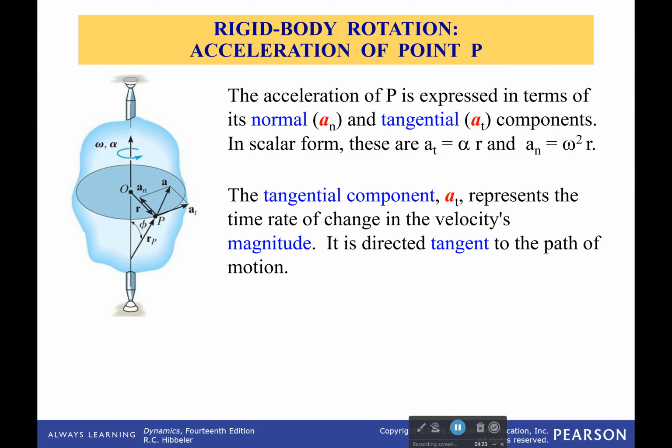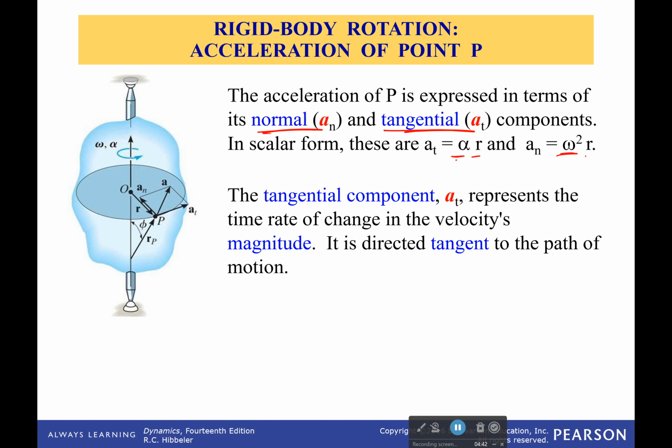What about the acceleration of that point? Well, guess what? You're going to have a normal and a tangential component, which you should be familiar with. We ran into this quite a while ago. So we're going to have that be angular velocity squared times r, and equal to our angular acceleration times r.